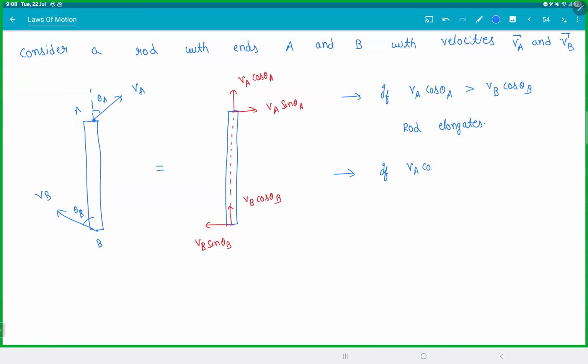If you say VA cos theta A is less than VB cos theta B, that means the person behind you is going faster than you, then the rod should compress. Because if the person behind you is coming faster, he'll get close to you. But we said it is a rigid body, it cannot compress or elongate, so there's only one possibility. They should be equal. This is your rigid body constraint, basically.